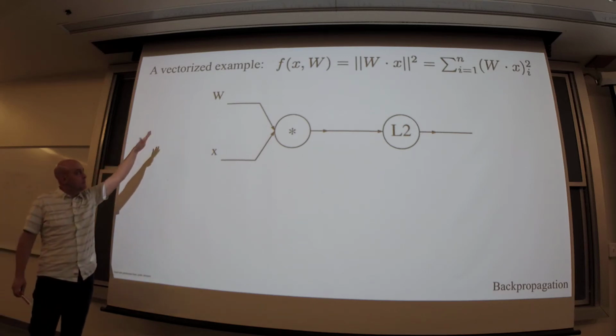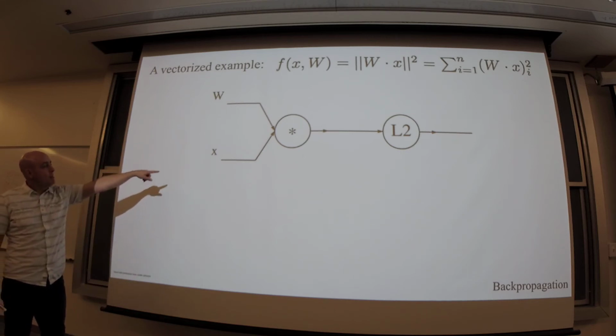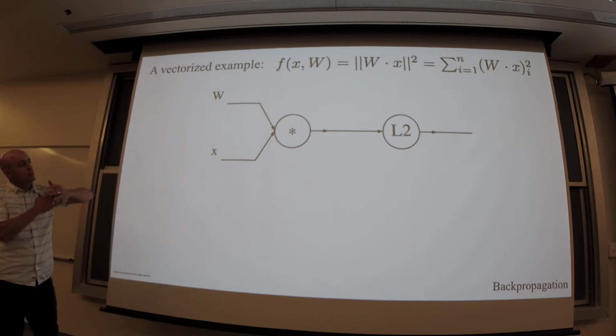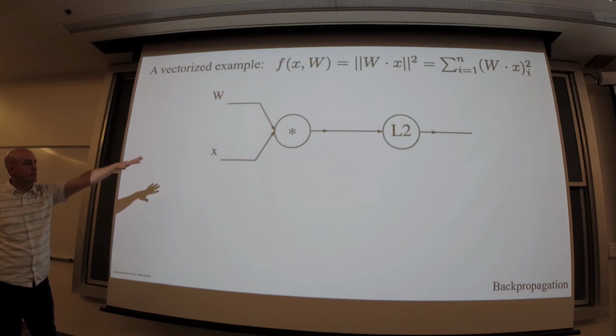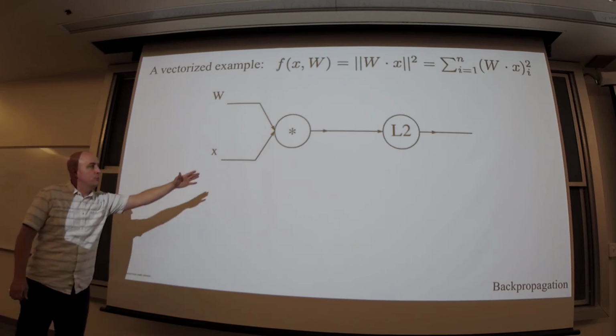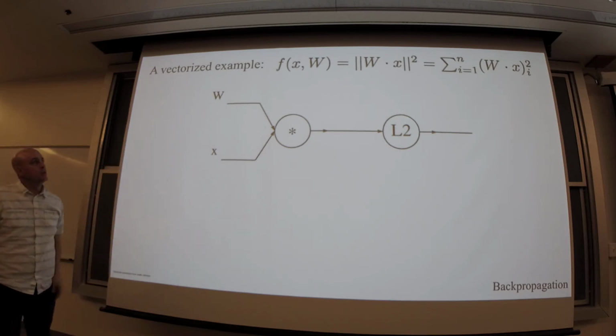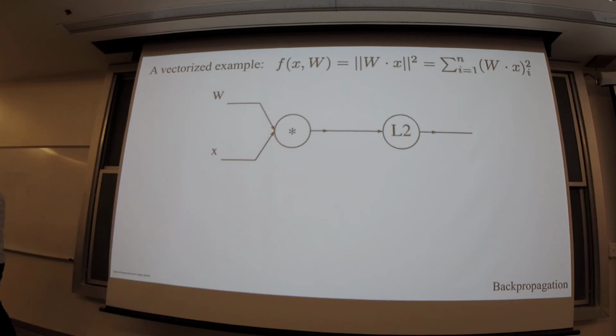So matrix input, vector input, multiply them together. That's a matrix vector multiplication, not just standard multiplication. And then this L2 operation. It's technically the square of the L2 norm.